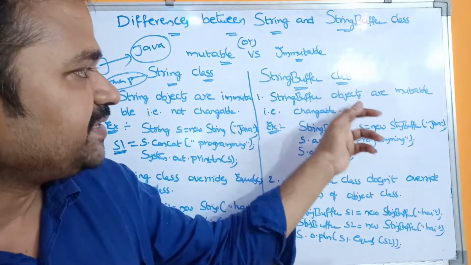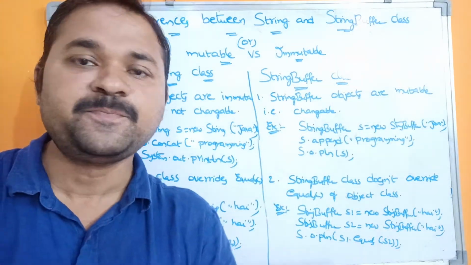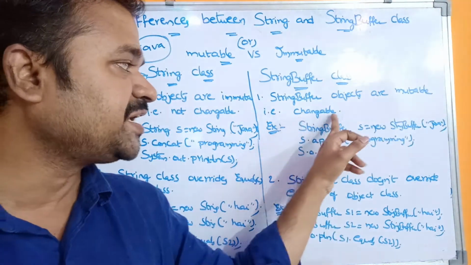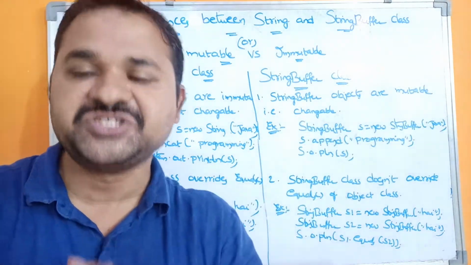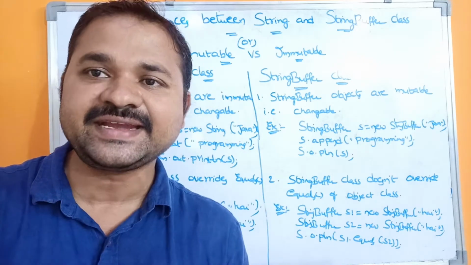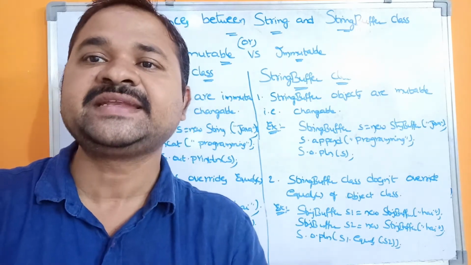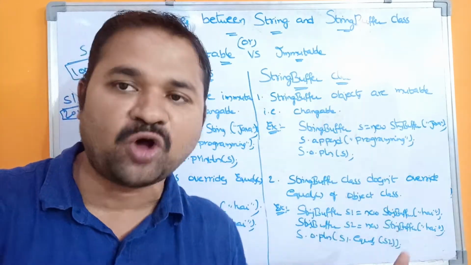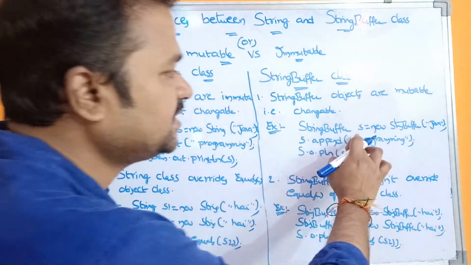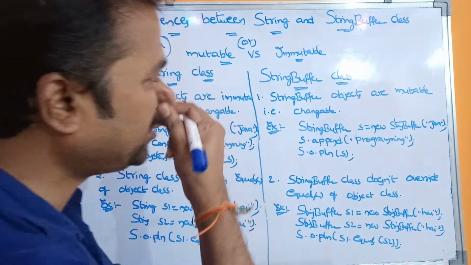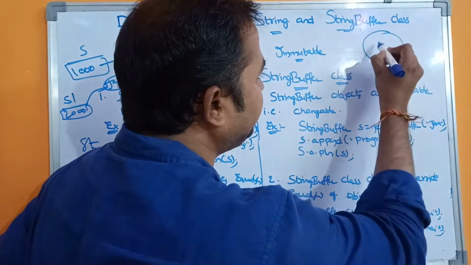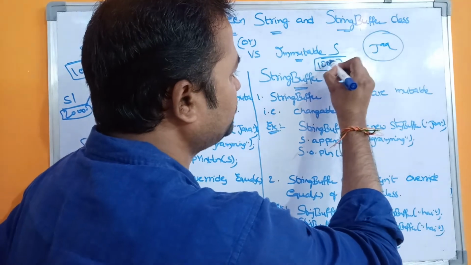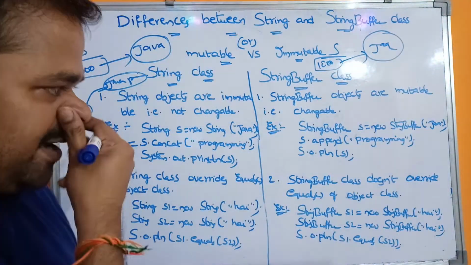Let's see the first point in the StringBuffer class. StringBuffer objects are mutable. That means StringBuffer objects are changeable. So once we create a StringBuffer object, it is possible to modify the content of the StringBuffer object. Let's see an example. StringBuffer s = new StringBuffer("Java"). So an object is created like this, Java. s is the reference variable. Let the address be 1000. So 1000 points to the corresponding object.